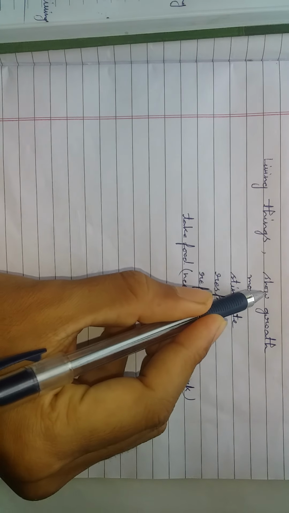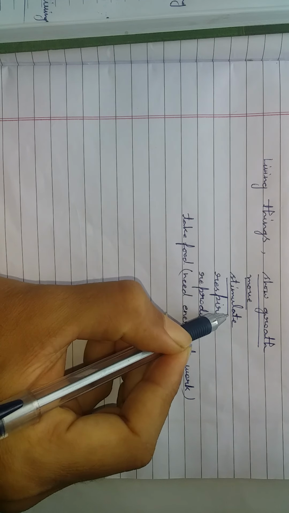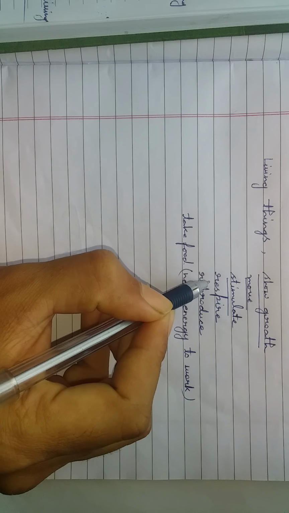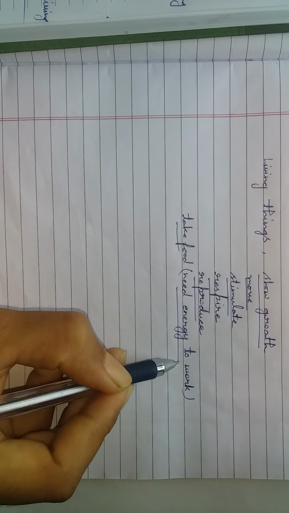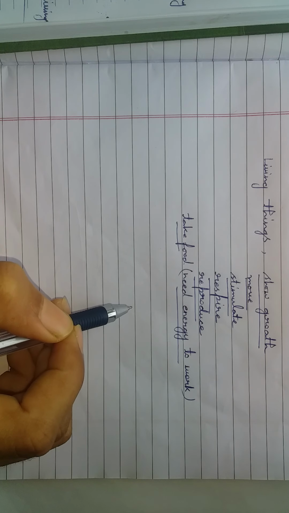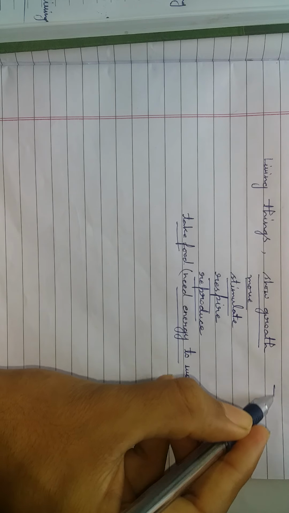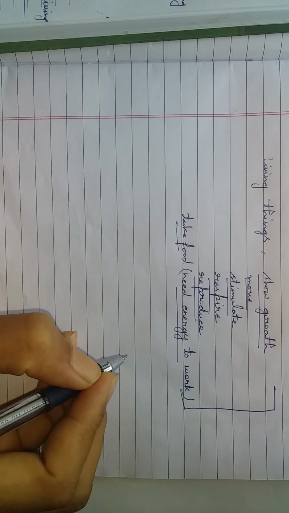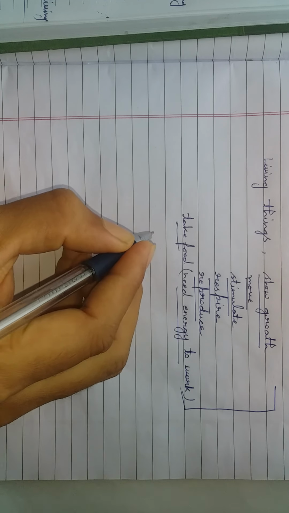Living things show growth, living things move, living things respond to stimuli, living things respire, living things reproduce, living things take food because they need energy to work. If an object is given to you, you will observe all these characteristics in that object, and if you do not find these characteristics, you will say that the object is not living.